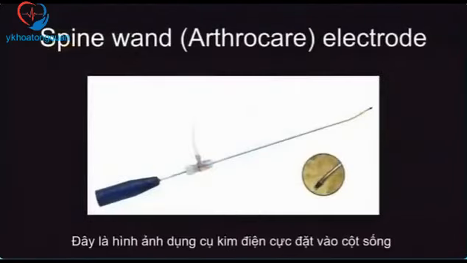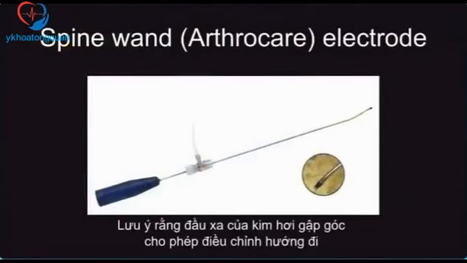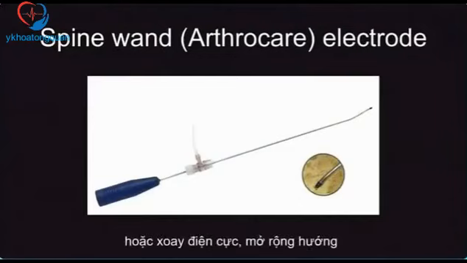This is a picture of the Spine 1 electrode. Notice that the distal end is angulated, and this allows the direction of the tract to be changed upon rotation of the wand and extension of the tip of the electrode through the nucleus pulposus.